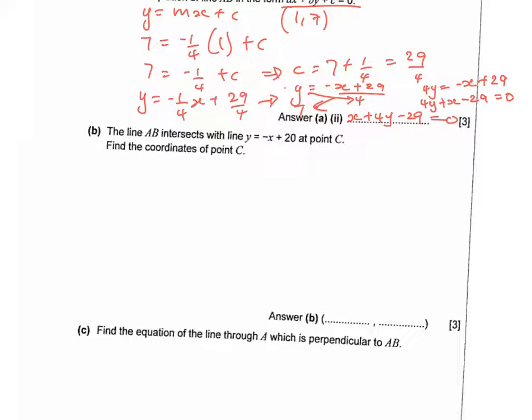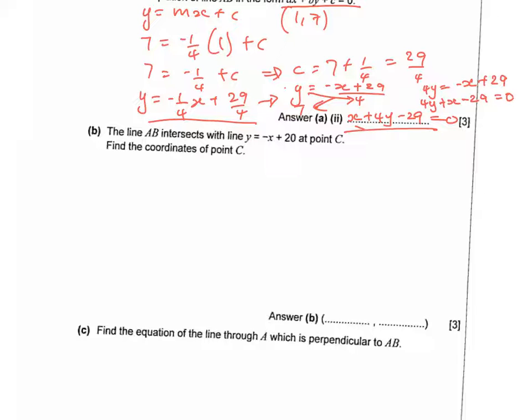Okay, the line AB intersects with the other line at point C. Find the coordinates of point C. Now this is our equation. Either you use this equation, or you use this one. Whichever one you use, you substitute where there's y, then you solve for x.